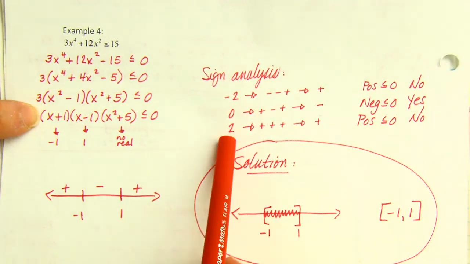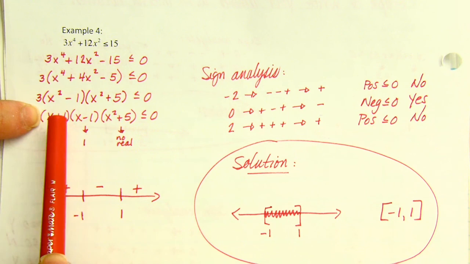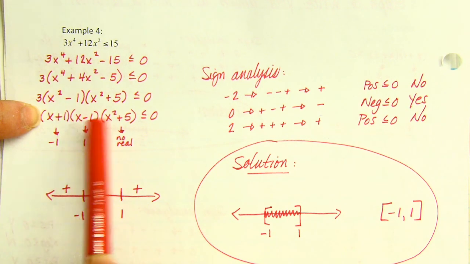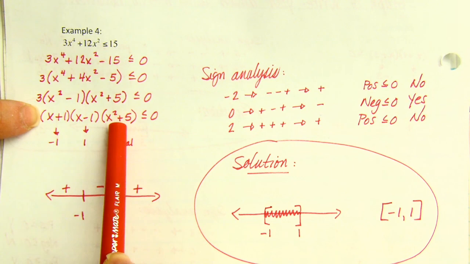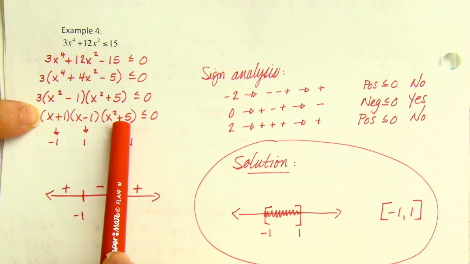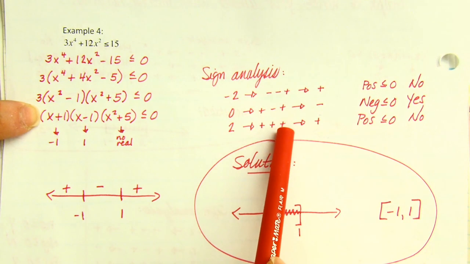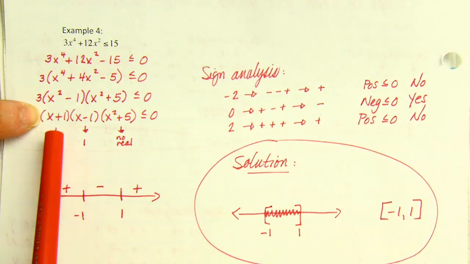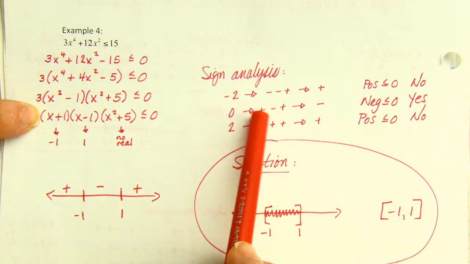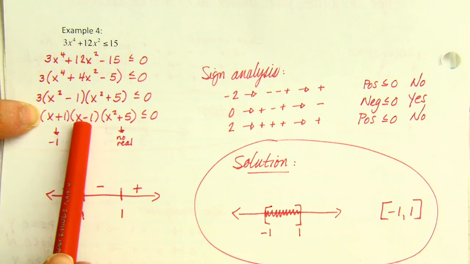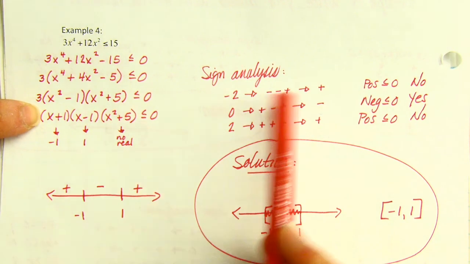So I sub in a -2. -2 plus 1 is a negative number. -2 minus 1 is a negative number. This is never going to be negative. This thing is always positive. So you see here, positive, positive, positive. All right, put a 0 in. Positive, negative, positive. Put a 2 in. Positive, positive, positive. Get the result of the sign.